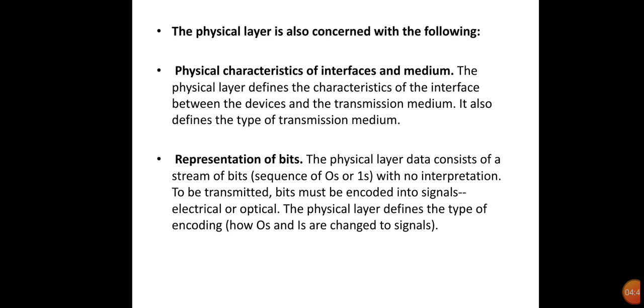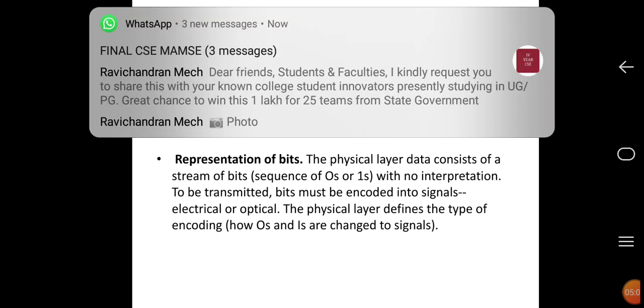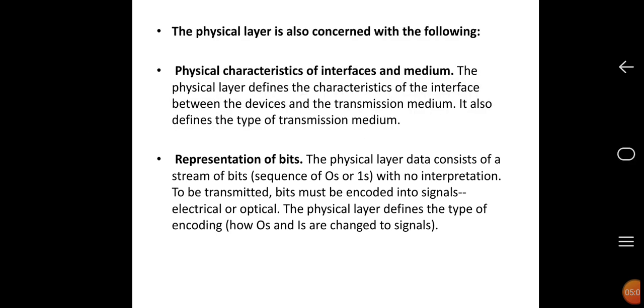Second one is the representation of bits. The physical layer data consists of a stream of bits, that is nothing but sequences of zeros and ones with no interpretation. To be transmitted, the bits must be encoded into signals, which might be electrical signals or optical signals. The physical layer defines the type of encoding, that is, how zeros and ones are changed to signals.